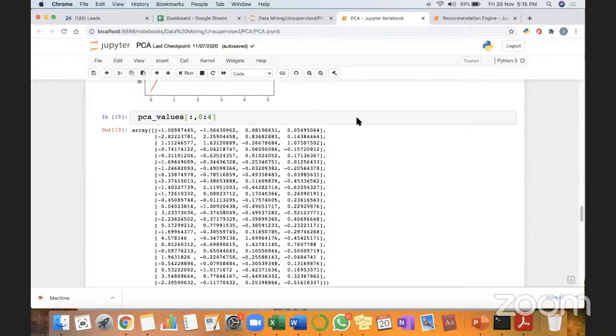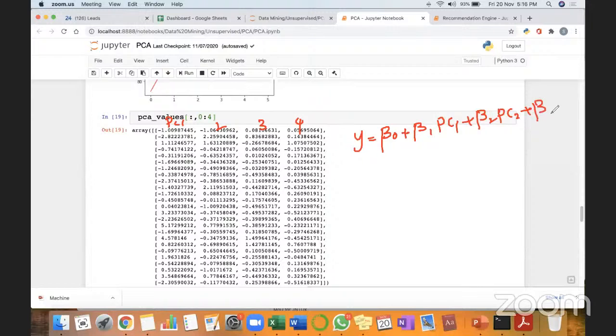Y is equal to beta naught plus beta 1 PC1. This is PC1. You can think of each one as a column. Then PC2, PC3, and PC4: plus beta 2 PC2 plus beta 3 PC3 plus beta 4 PC4. So this is a regression equation I can build.